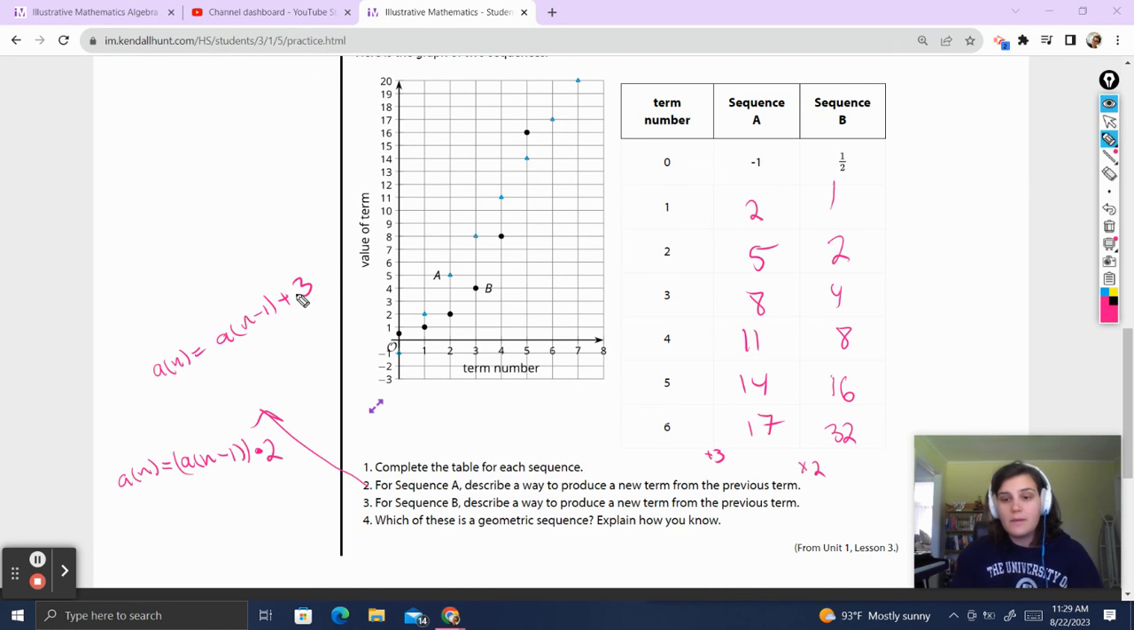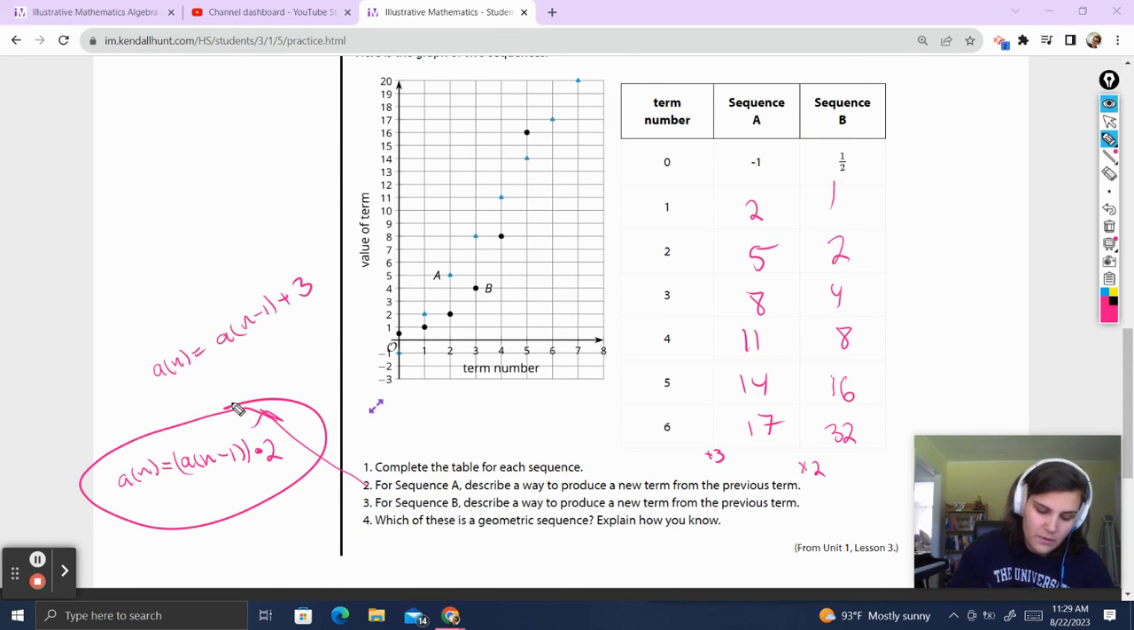Which of these is a geometric sequence? Well, which of these uses multiplication? Ding, ding, ding. Which of these is a curvy dude? Ding, ding, ding. Those are 2 ways to figure out if it's a geometric sequence.